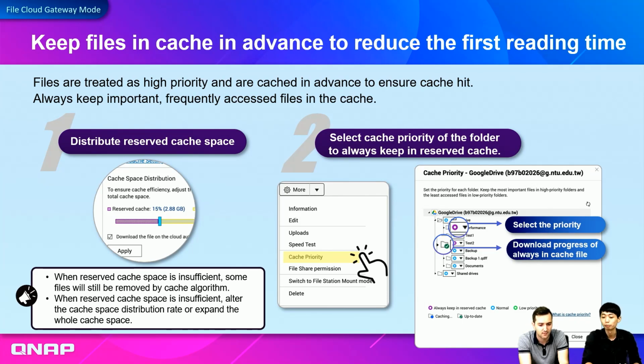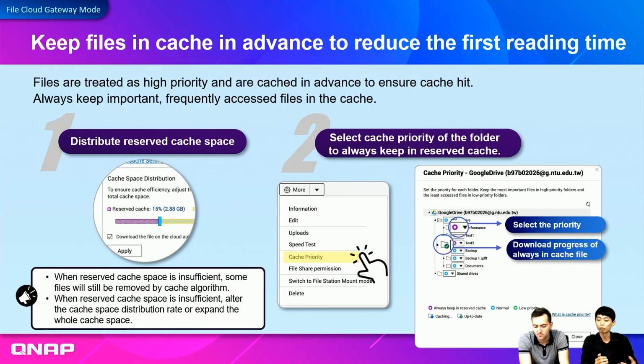insufficient, some files will still be removed by the cache algorithm because there's not enough space. So at that time we will suggest you adjust the cache space distribution rate, or you can expand the whole cache space. And the second step is how you select the cache priority for a folder.